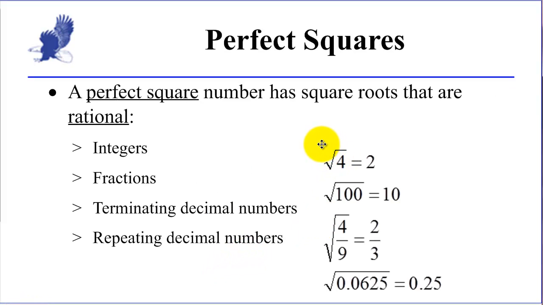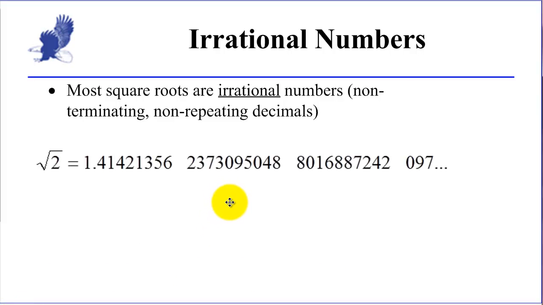When we're talking about radicals, there's a class of numbers called perfect squares, which we'll be talking about a little bit more in a minute. And when we take the square root of a perfect square, we get a rational number, either an integer if our perfect square is an integer. It could be a fraction if our perfect square is a fraction, and we can also have decimals that are perfect squares. Most square roots are irrational numbers.